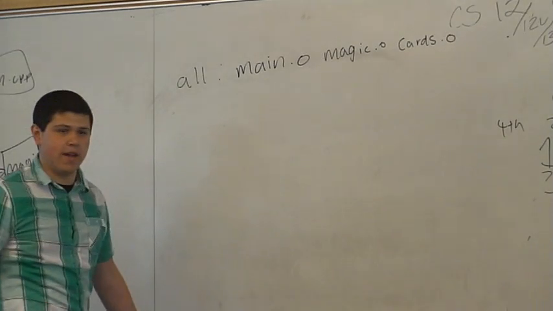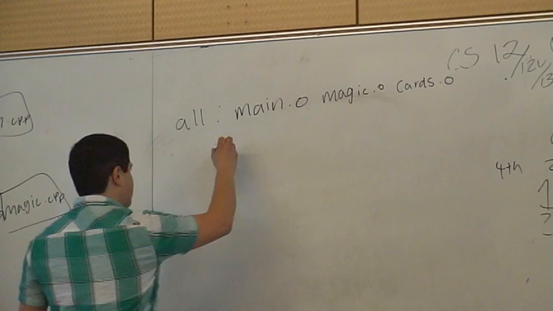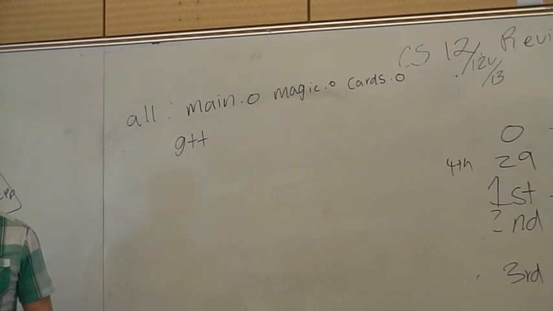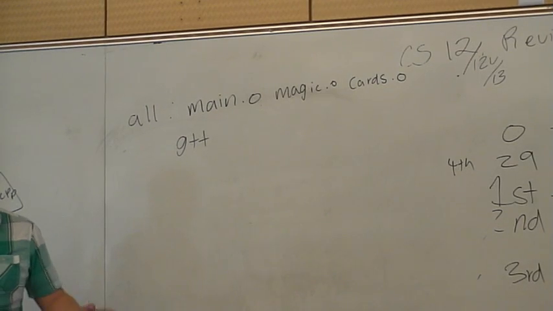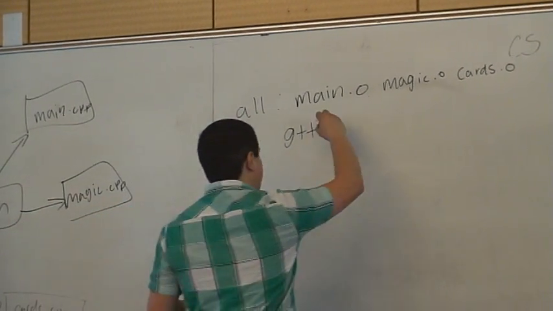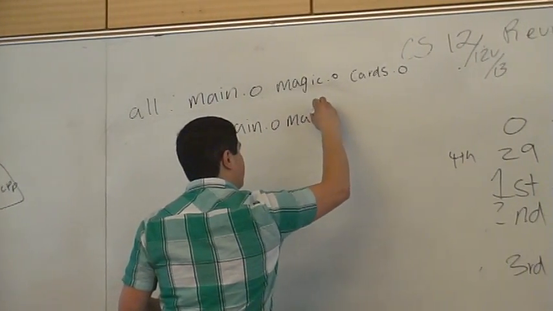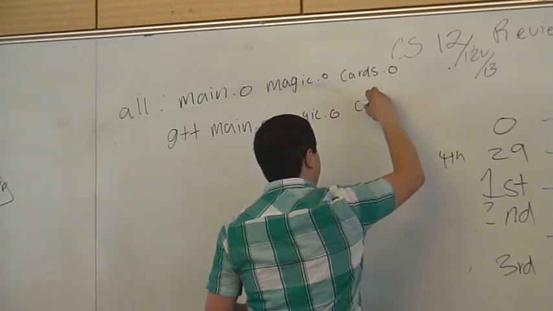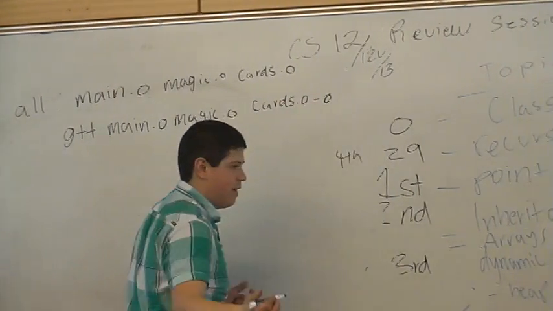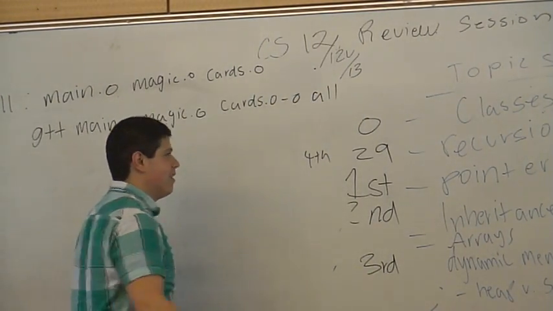And how do we make that into a program? Does anyone remember? Yeah, g++. But we don't want to actually link. So all we want to do is link these files together. So we just say g++ main.o magic.o and cards.o. And we just say that this program's name is, I guess, all, or program or something.